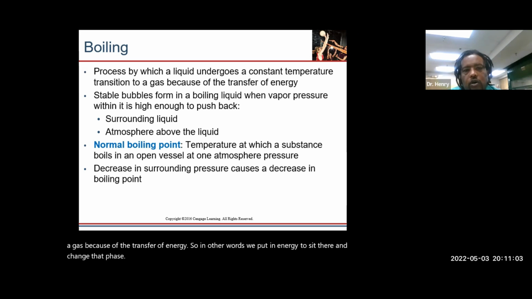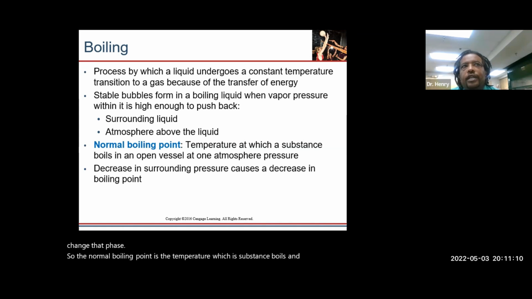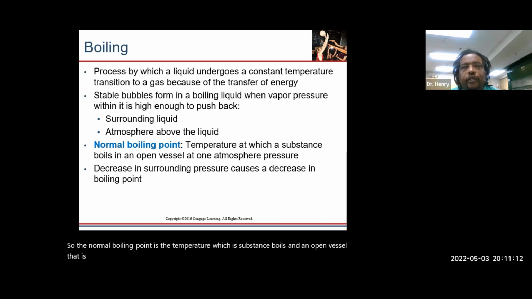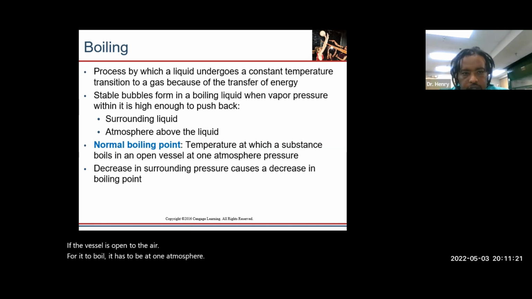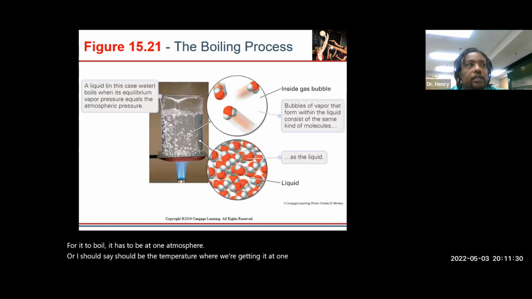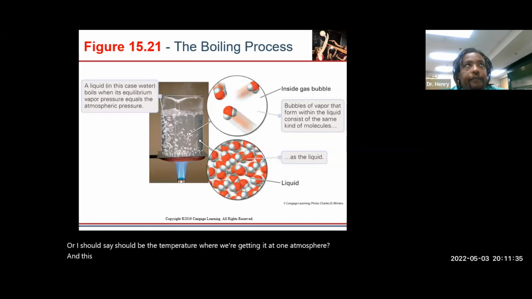Okay, so the normal boiling point is the temperature at which a substance boils in an open vessel at 1 atmosphere pressure. So we know that if the vessel is open to the air, for it to boil, it has to be at 1 atmosphere. Or I should say, it should be the temperature where we're getting it at 1 atmosphere. And this is just basically showing that.